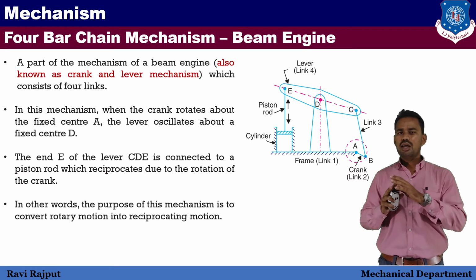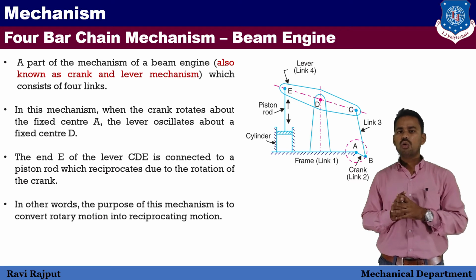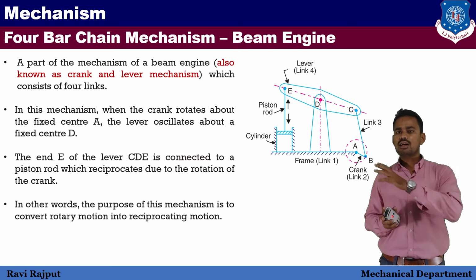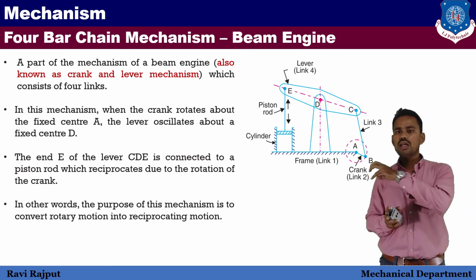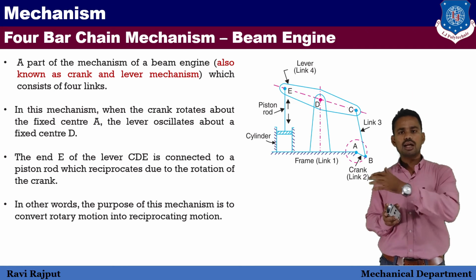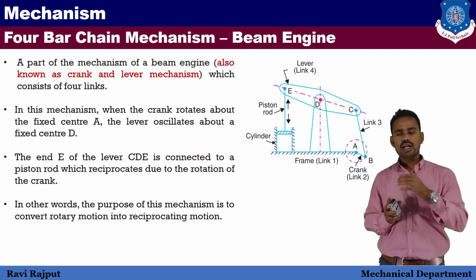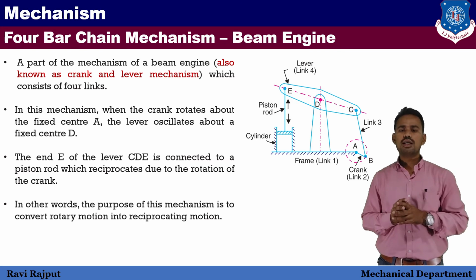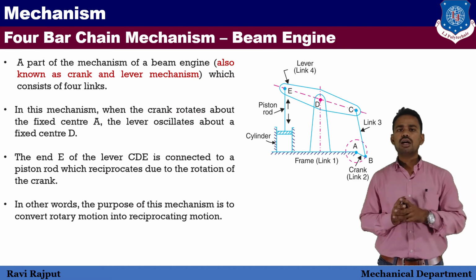If we sum up this whole thing, what this device does is convert the rotary motion that is supplied by the crank into a reciprocating motion. So this whole setup is used for converting rotary motion into reciprocating motion. Now let's see how it works. Let's see the working of the beam engine.